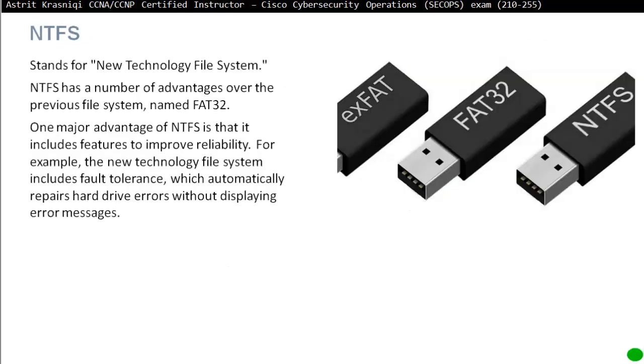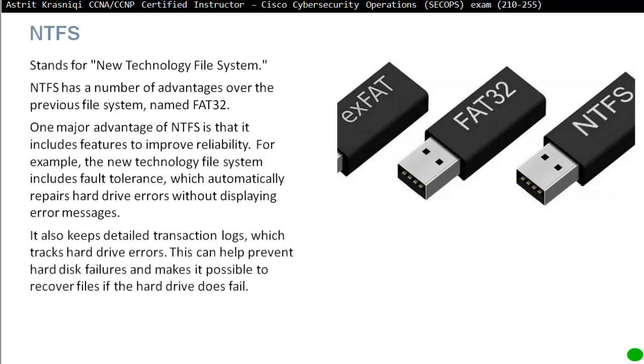So NTFS stands for New Technology File System. NTFS has a number of advantages over the previous file system, FAT32. One major advantage of NTFS is that it includes features to improve reliability. For example, it includes fault tolerance, which automatically repairs hard drive errors without displaying an error message. It also keeps a detailed transaction log, which tracks hard drive errors. This can help prevent hard disk failures and makes it possible to recover files if the hard drive does fail.